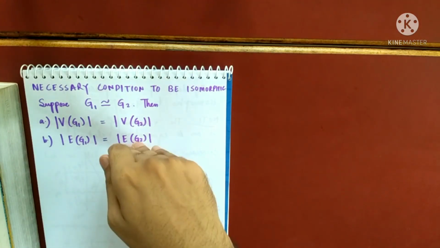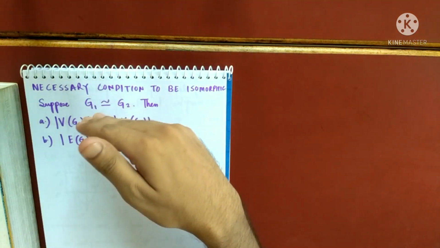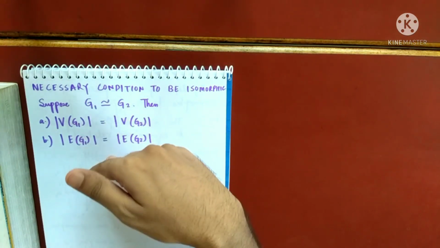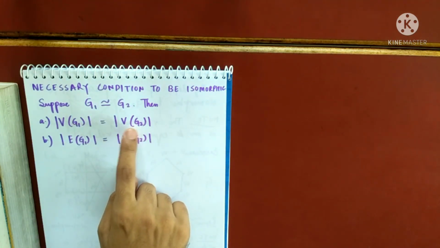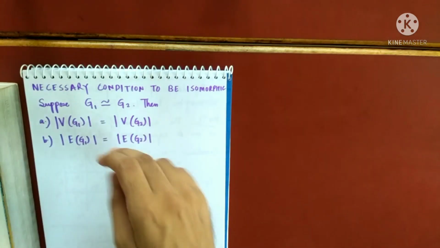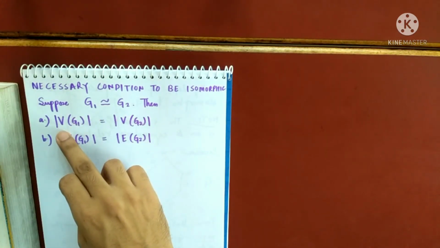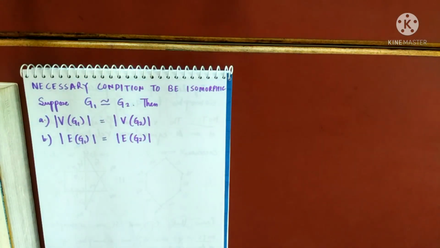If the number of edges is the same, you cannot conclude that the two graphs are isomorphic. Remember, this is not an if and only if condition. If isomorphic, then this will happen. But I will not say that if this happens, they are isomorphic. No. If this does not happen, then they are not isomorphic. So necessary condition is always used to disprove things.